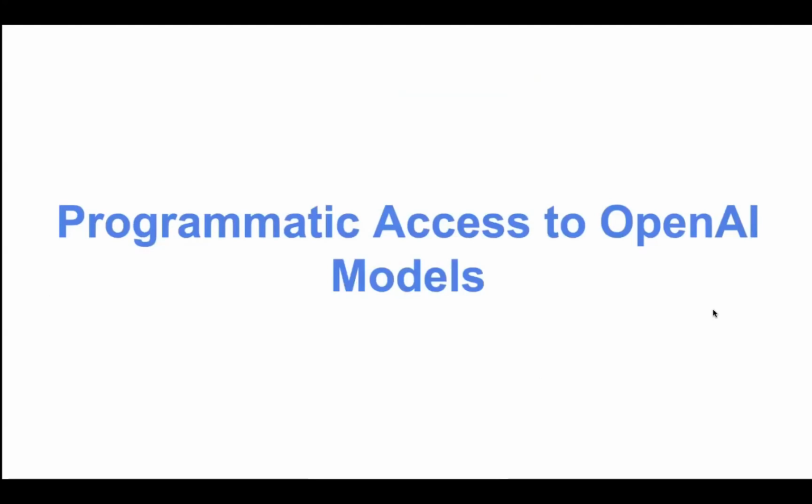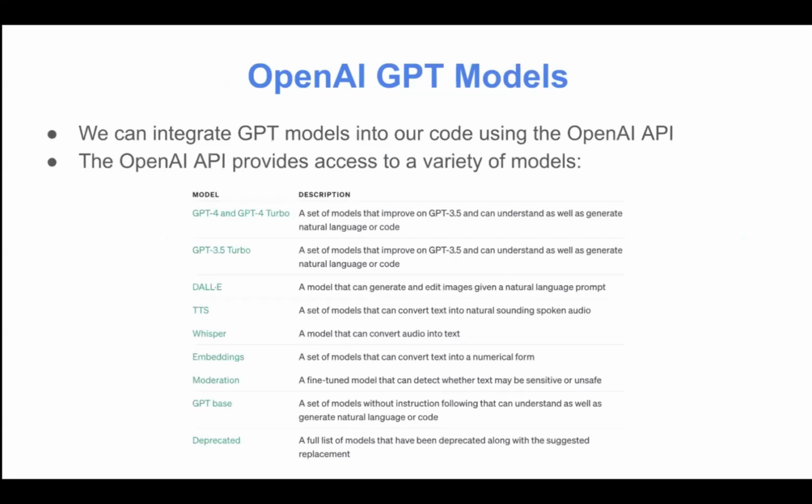So now we'll talk a little bit about programmatic access to the OpenAI models. So first thing to consider is there's a lot of different models you can use. And these vary in their functionality and their performance as well as their cost, right? So there's GPT-4 and GPT-4 Turbo.